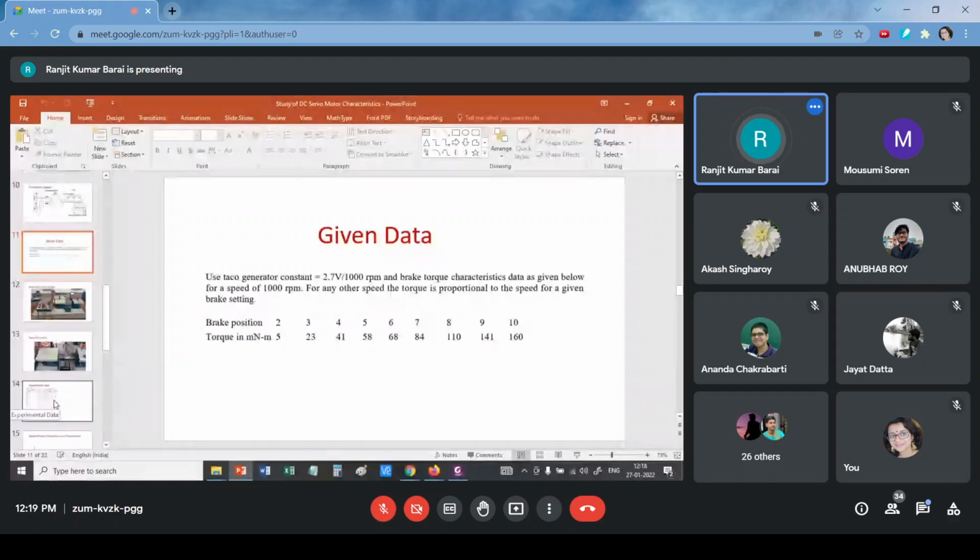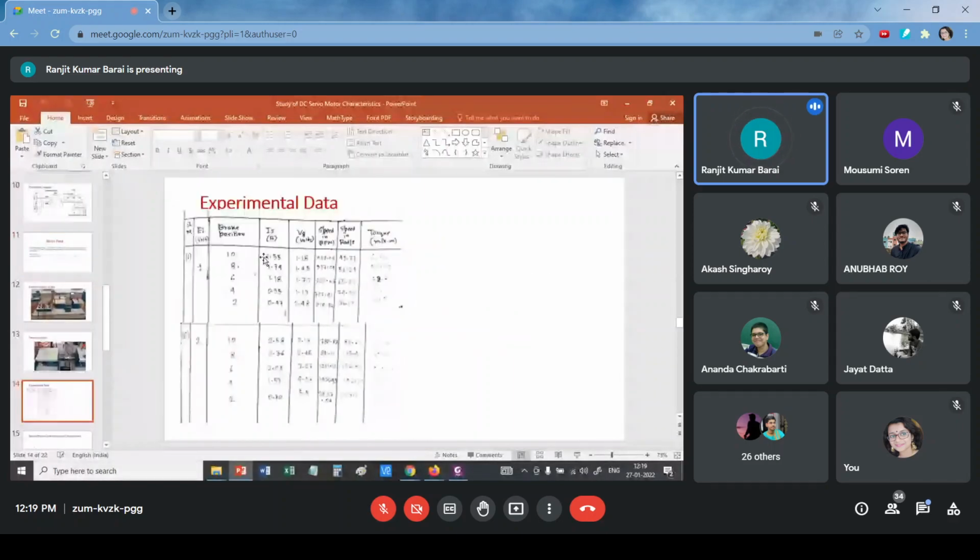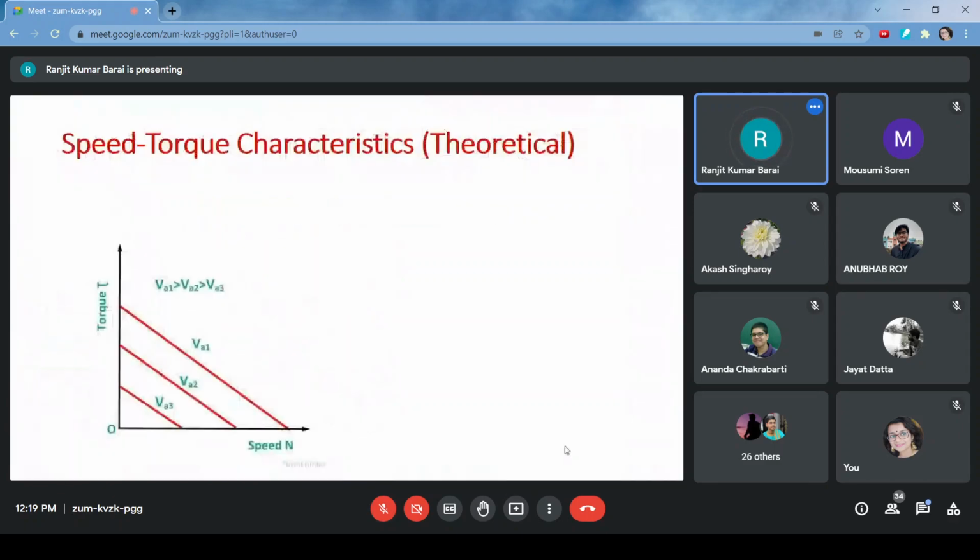This will be carried out at reference input voltage 1 volt and 2 volt. Then we have to plot the speed-torque characteristics for different armature voltages. For different armature voltages, we can calculate the armature voltage also.